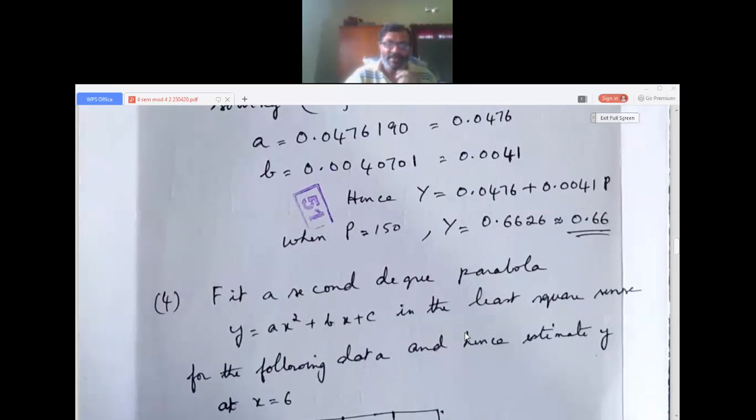Now we go to the second type of problem. The first type was linear, y is equal to ax plus b. Now the second type is a parabola type of problem. So the question is: fit a second degree parabola y is equal to ax squared plus bx plus c in the least square sense for the following data, and hence estimate y at x equals 6.